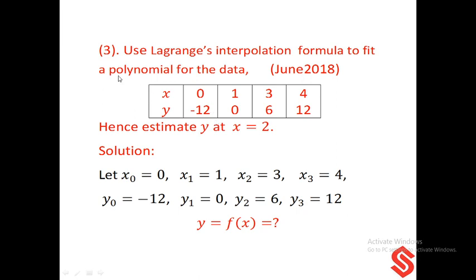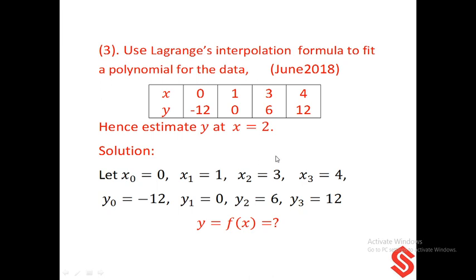Next, third one. So this problem is to obtain the interpolating polynomial. Use Lagrange's interpolation formula to fit a polynomial for the data. So this is the data given. Values of x are 0, 1, 3, 4 and the values of y are minus 12, 0, 6, 12, and hence estimate y at x is equal to 2.